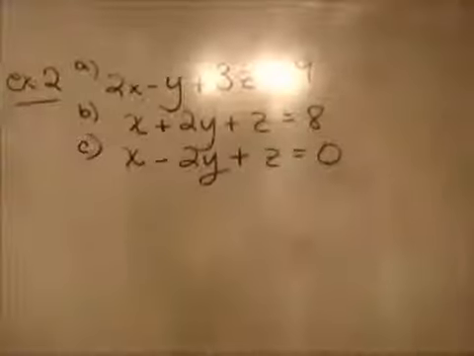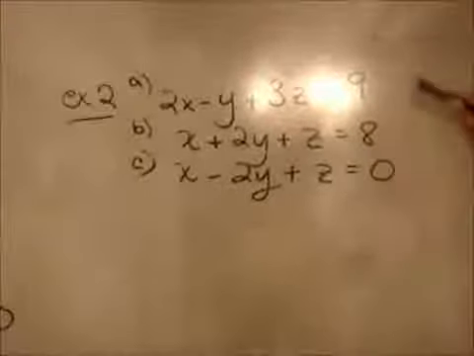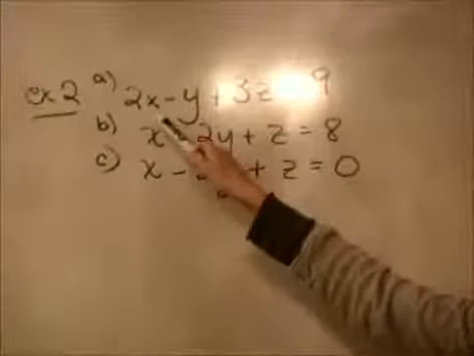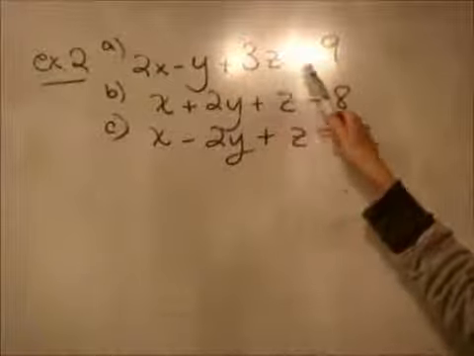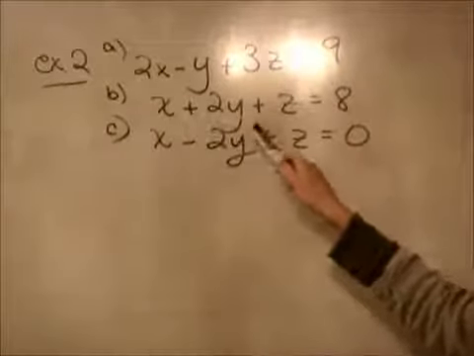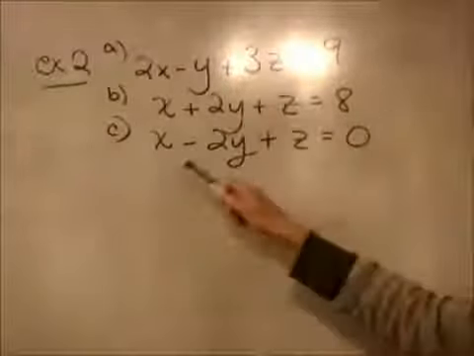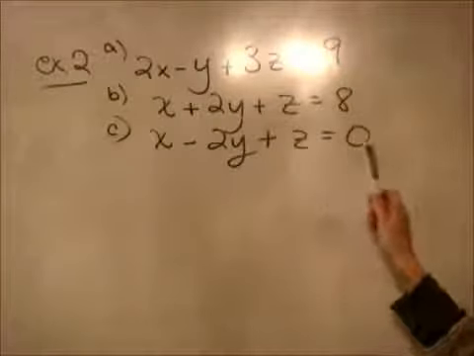Okay, example 2. 3 equations, 3 unknowns. 2x minus y plus 3z equals 9. x plus 2y plus z equals 8. And x minus 2y plus z equals 0.